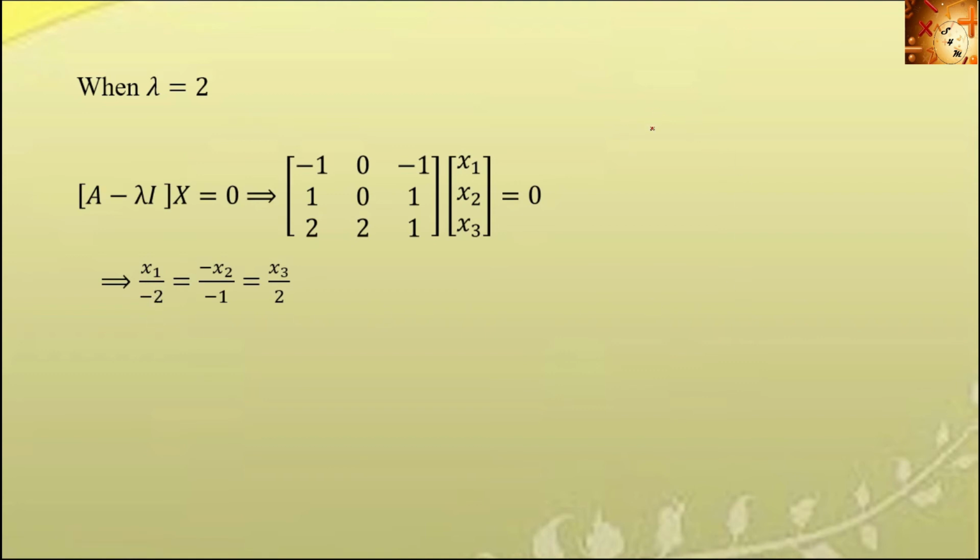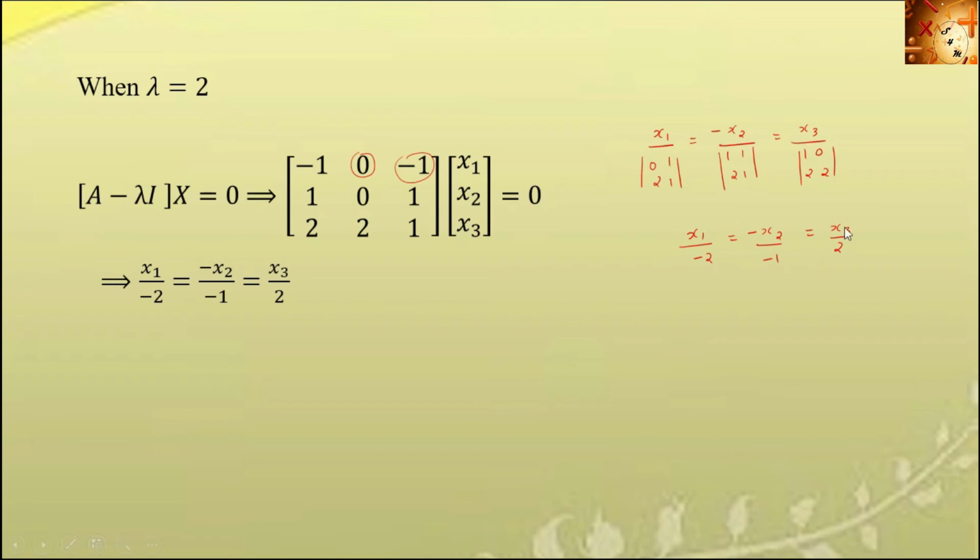Let's write x1 divided by the first row, first column element, that is minus 1, deleting this row and column, that is determinant of 0, 1, 2, 1, that is equal to minus x2 divided by the first row, second element, deleting the corresponding row and column, 1, 1, 2, 1, that is equal to x3 divided by deleting the corresponding row and column, 1, 0, 2, 2. So this implies x1 divided by determinant of this, which is minus 2, that is equal to minus x2 divided by minus 1, that is equal to x3 divided by 2.